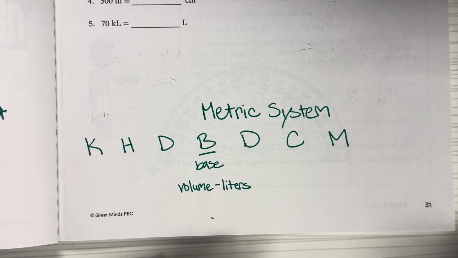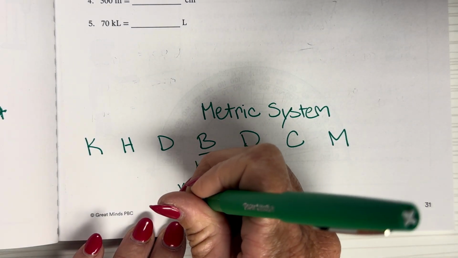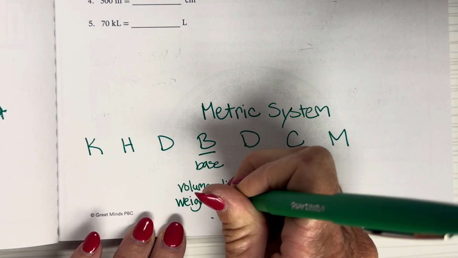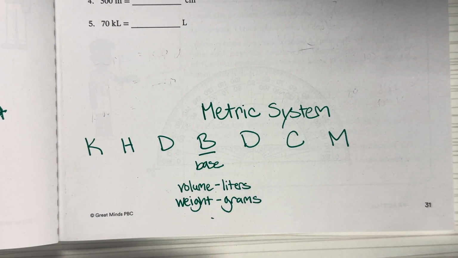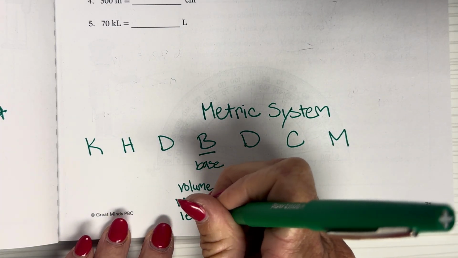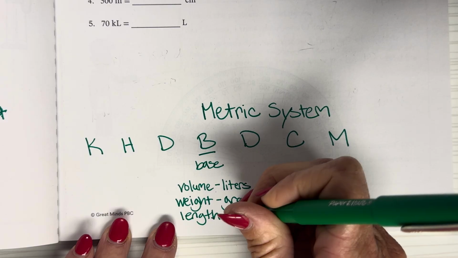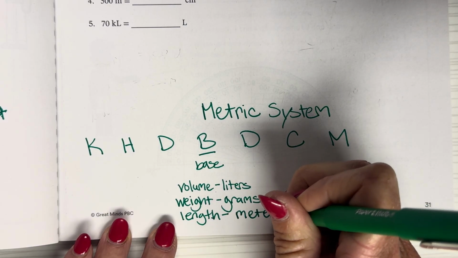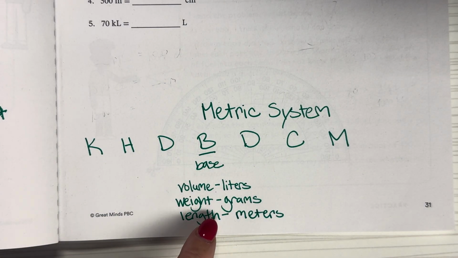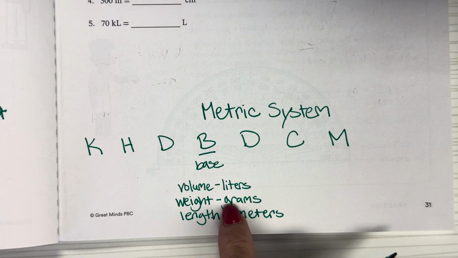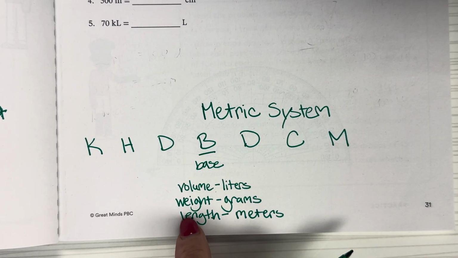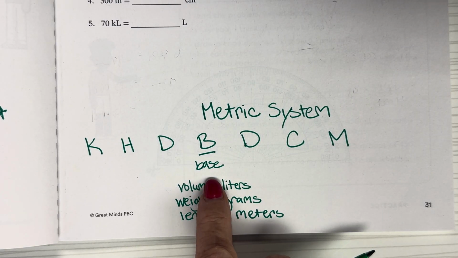Then their other base measurement is for weight. Again, we had pounds, ounces, tons. They only have 1, and it is called grams. And then for length, we have yards, inches, feet, miles. They only have 1, which is called meters. So the metric system is already more simplified because they only have 1 measurement for each type. So B stands for the base.